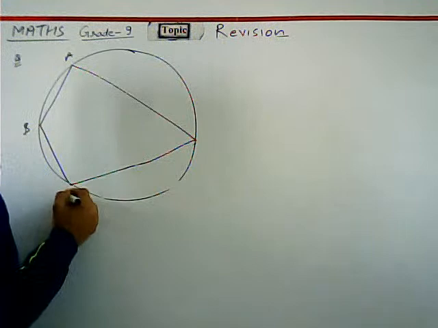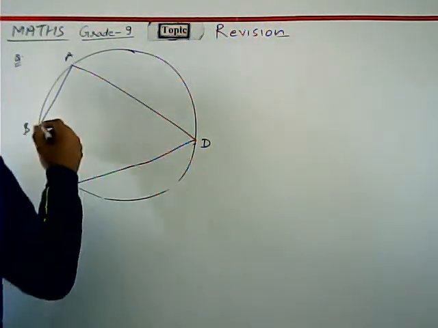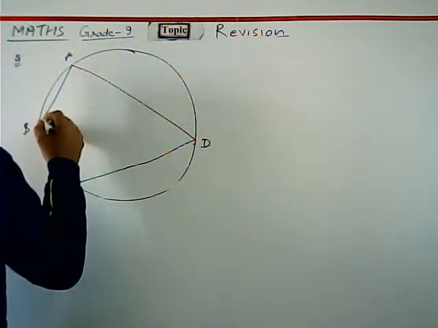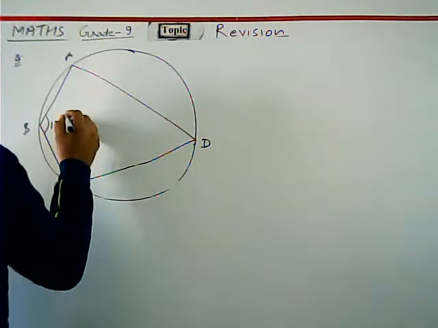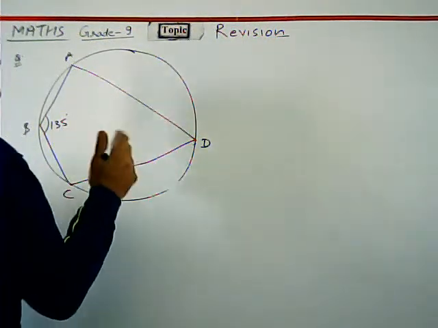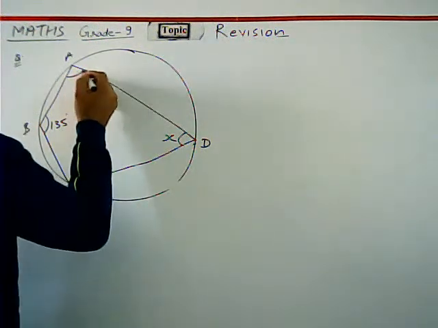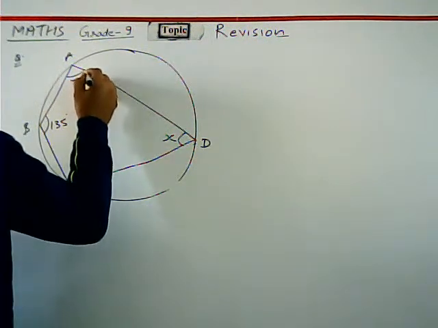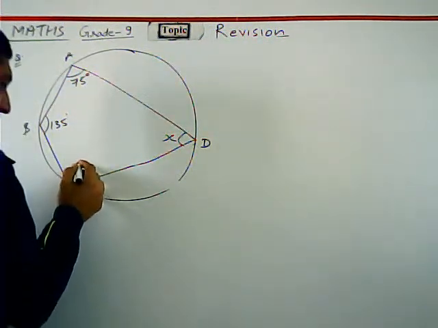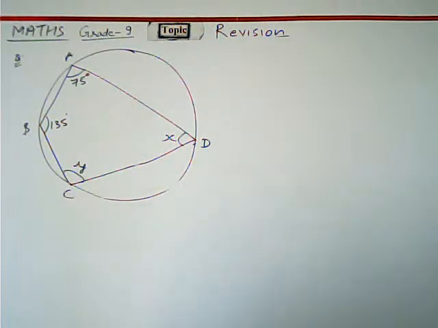A, B, C, D, right? Here one angle is given, that angle is 135, and you have to find the value of x. This other angle is given as 75 degrees, and this angle is y. So two angles are given and two angles you have to find.